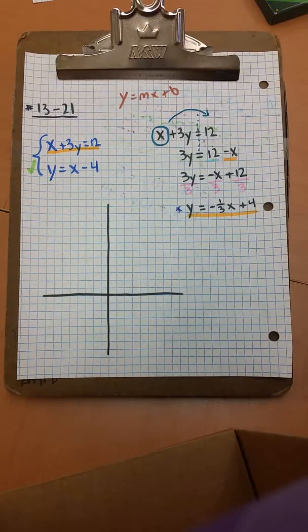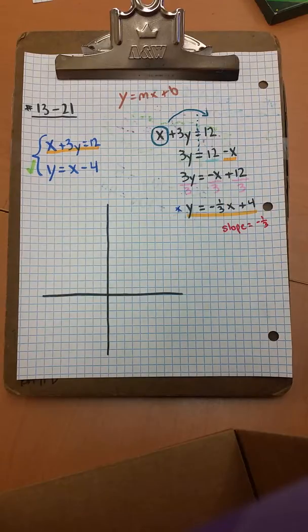Let's start with this equation. The slope equals negative 1/3, and the y-intercept equals 4. First we plot the y-intercept, then we use our slope to find the second dot. We had a run of 3 and a rise of negative 1. We can keep using this slope to find more and more dots. We can even go the other direction.